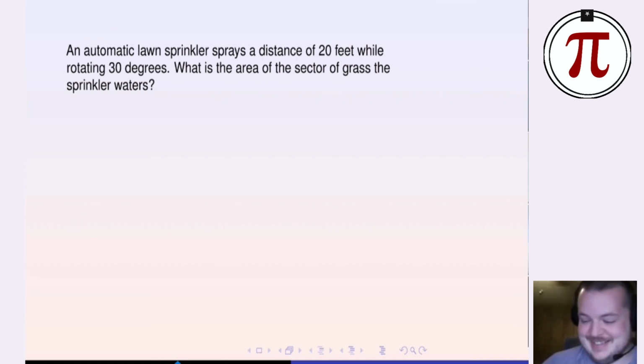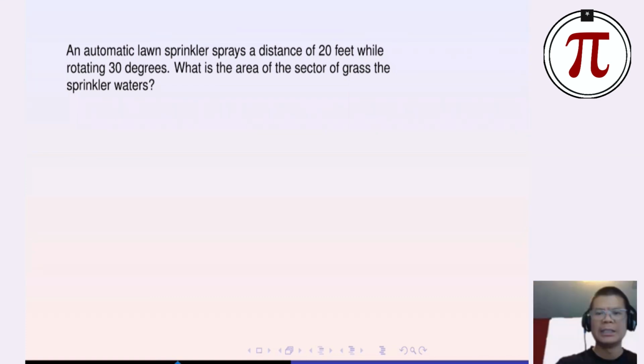Now let's consider this one. We want to know the area it covers. How do you think? Can you go ahead and try, if you can? Now here you have to be careful. It's rotating 30 degrees. It's in degrees, so you have to first transform it into radians. And another thing is this one has a unit.